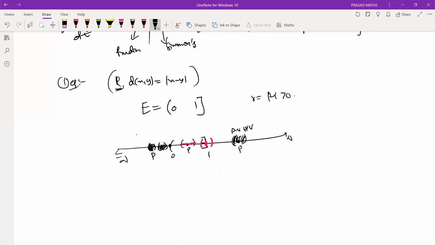Is 0 a limit point? Yes. Because you give me any neighborhood, this point is a point other than 0. You give me any small neighborhood, it contains at least one point other than this point. Therefore, what are the limit points? 0 is a limit point. Points between 0 and 1 are also limit points. 1 is also a limit point. Therefore, what is the derived set? This is my derived set.